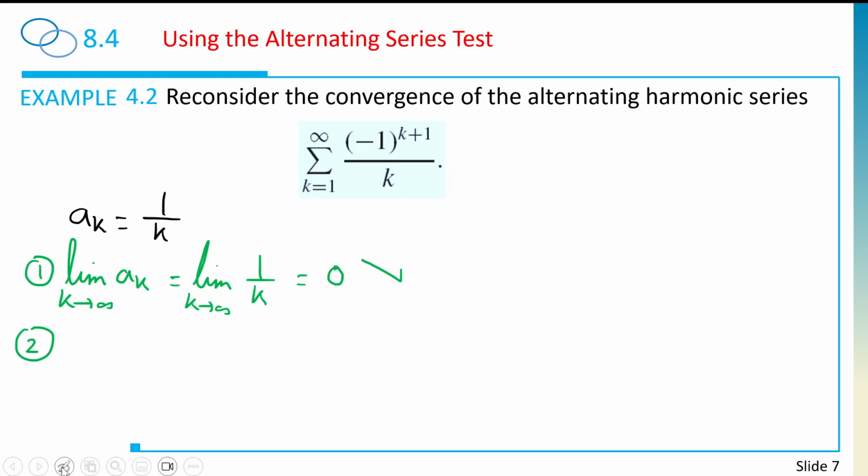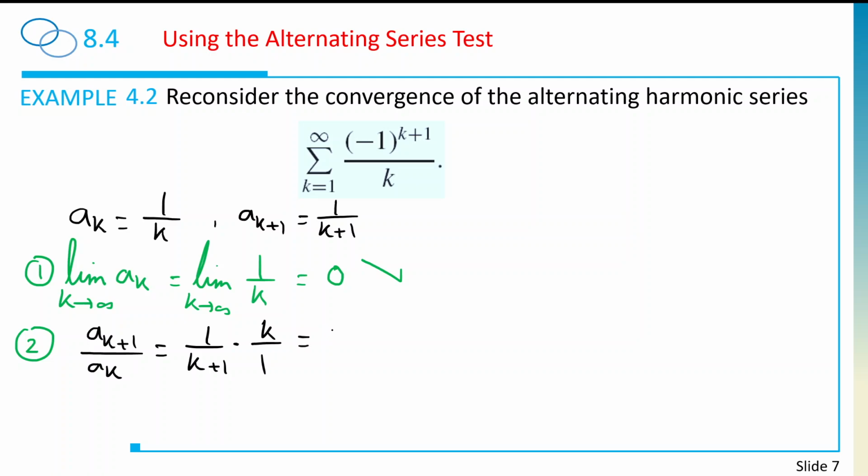The second condition, I need to know if it's increasing or decreasing. Remember, anytime you need to check increasing or decreasing, you have to prepare a_k and a_(k+1). So this is 1/(k+1). Now I'll divide them by each other. a_(k+1) divided by a_k equals 1/(k+1) times the reciprocal of a_k, which is k/1, and this equals k/(k+1). Now we know that k starts from 1 and above, so k is greater than or equal to 1. So it's positive and greater than 1.